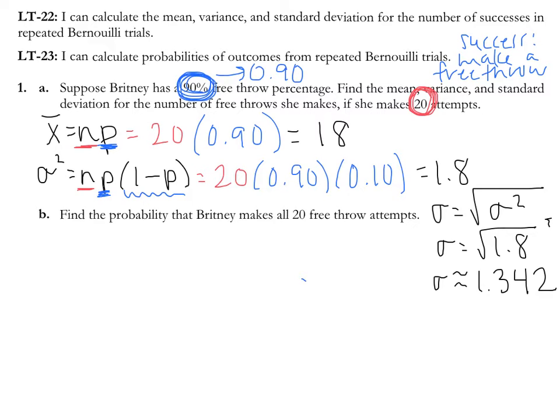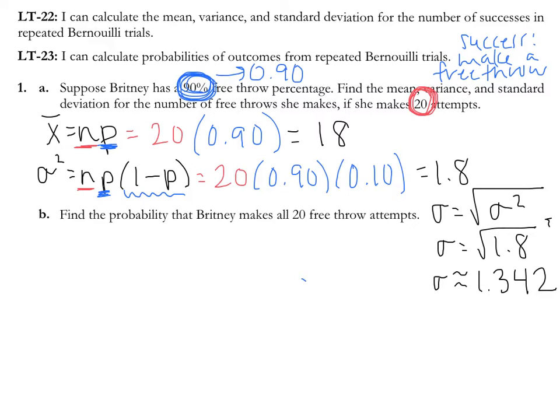So now let's try letter B. Letter B says to find the probability that Brittany makes all 20 free throw attempts. So this is an example of learning target 23, where we're looking for a probability, not the mean, variance, and standard deviation. We want the probability. Now the formula for the probability looks a little bit more complicated, but it's actually, I think, a little bit easier to make sense of.